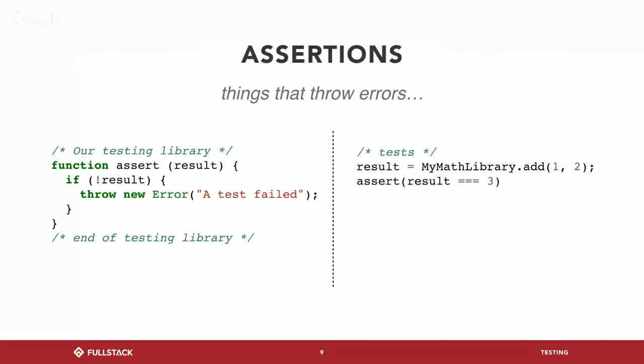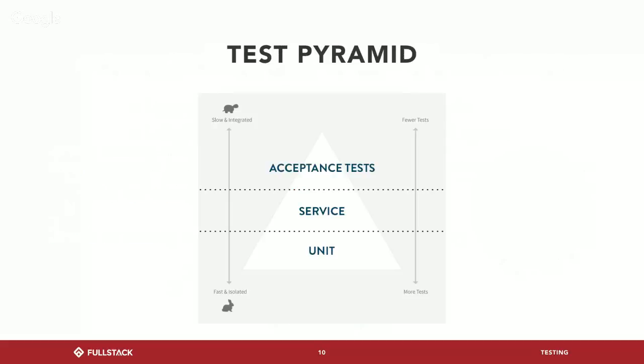So here, if we had this math library and we wanted to test out adding, we would do an assertion that result equals 3. And that's really what's sitting underneath all these different assertion libraries. They just are done in a way where they're a lot more readable to work with. The tests themselves end up reading like English.